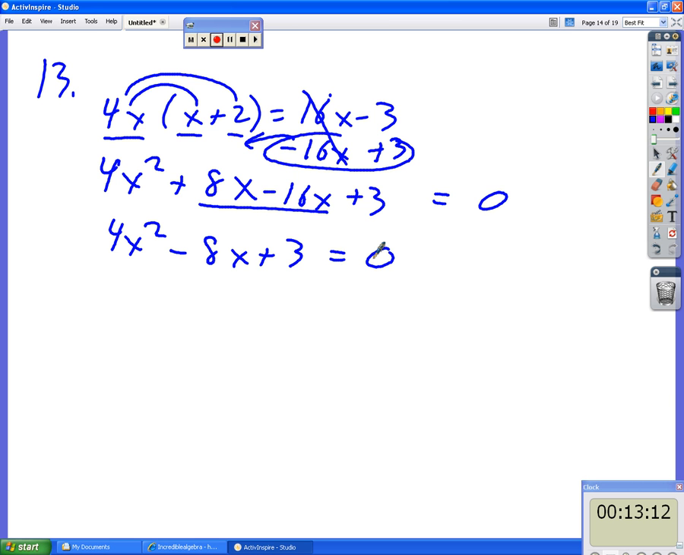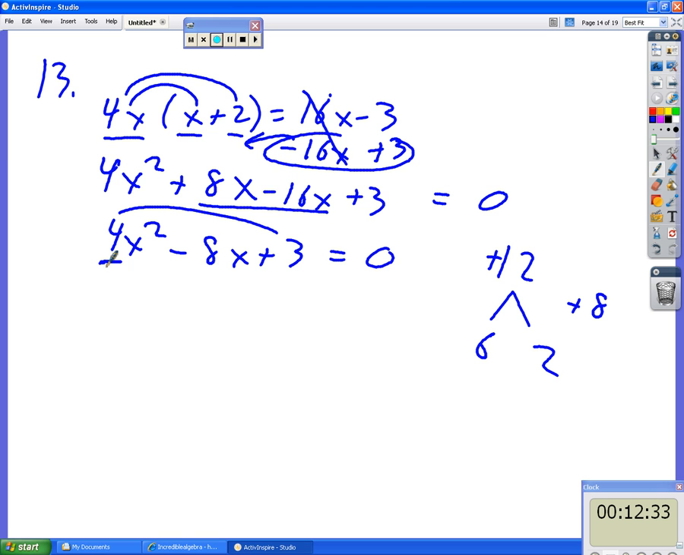Now to factor, I start out with a number in front of x squared that's not 1. So I'm going to take the 4 times the 3 and get 12. I need a positive 12. And by the way, I need two numbers to give me 12 when I multiply. This is a plus, so I also need them to add up to the middle number, which is 8. So I need two numbers that multiply to give me 12, and when I add them, I get 8. Those two numbers are 6 and 2. 6 times 2 is 12, and 6 plus 2 is 8.